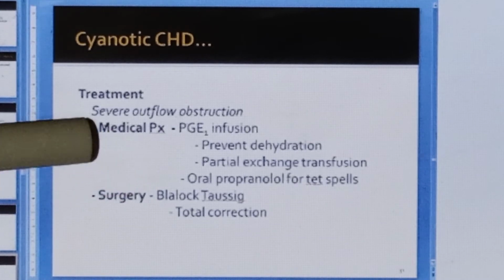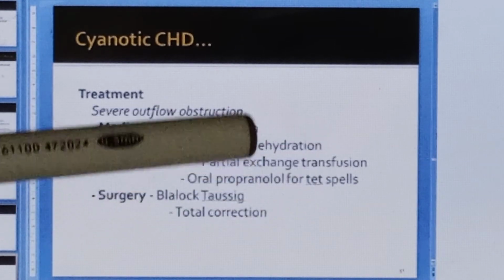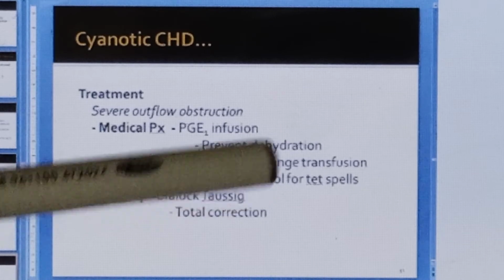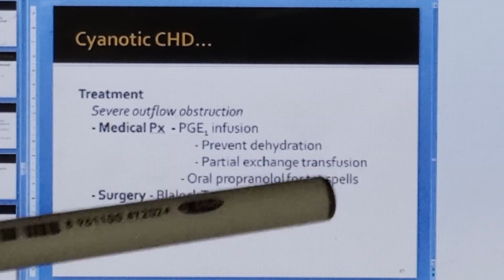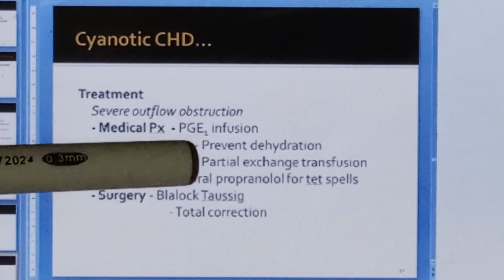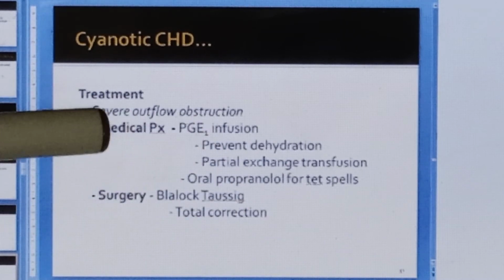It is a beta blocker for the TET spells or the hypoxic spells, as we have discussed previously. Because of less perfusion to the brain, syncope occurs in these children, which are called TET spells or hypoxic spells. So propranolol partially relieves the infundibular stenosis and relieves the symptoms in these children.